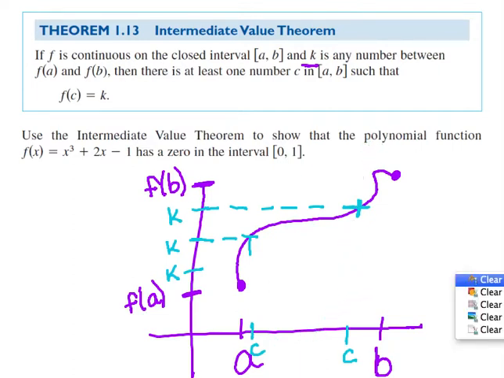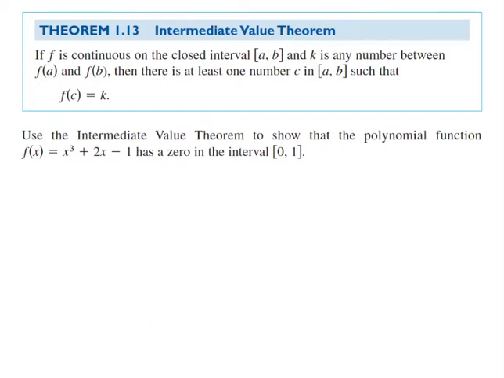So with that in mind, let's look at where we're going to use that in this problem. It says use the intermediate value theorem to show that the polynomial function f of x equals x cubed plus 2x minus 1 has a 0 in the interval [0, 1]. This is going to take us a lot longer to write down than it actually is to solve. Here are my x values.